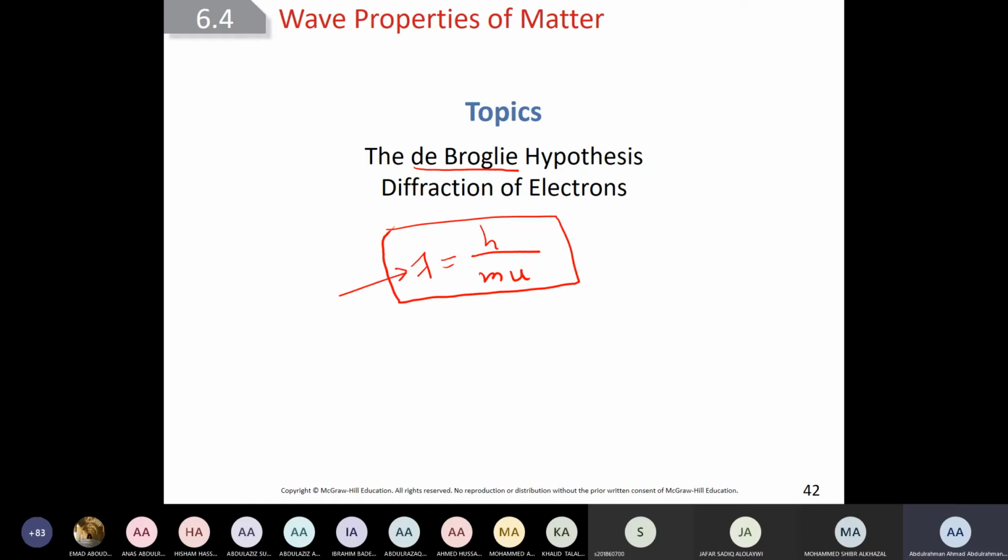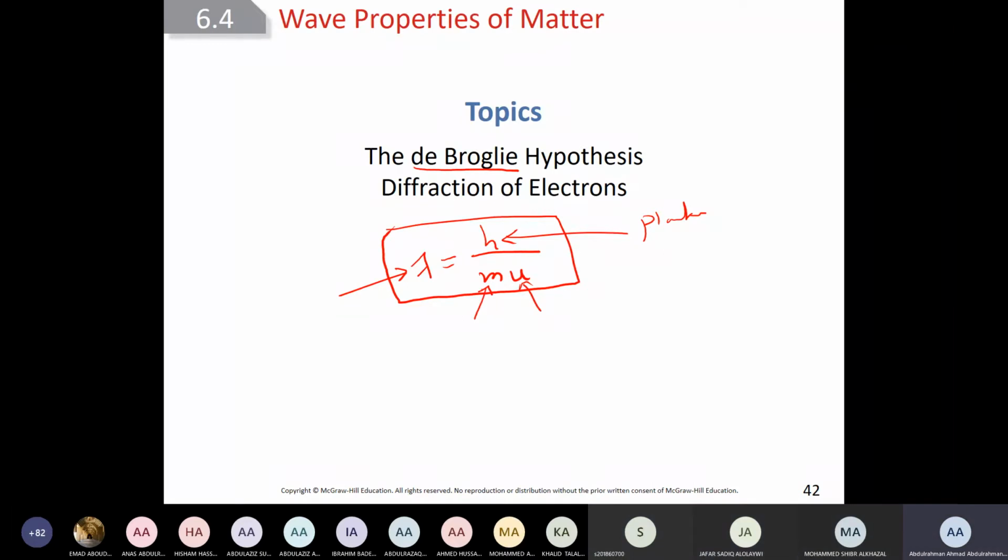What's lambda? Wavelength. What's H? Planck constant. What's m? Mass. What's u? Velocity, speed of the particle.